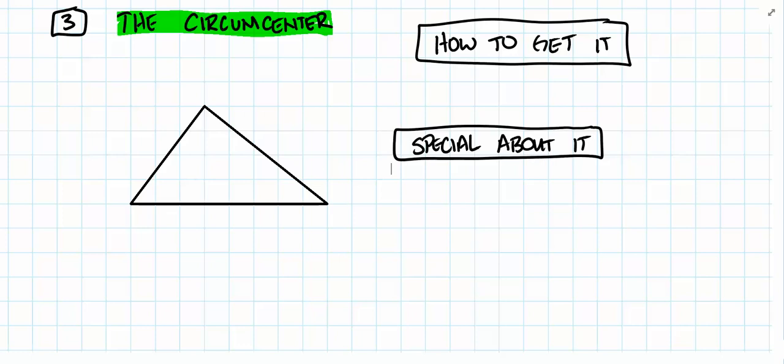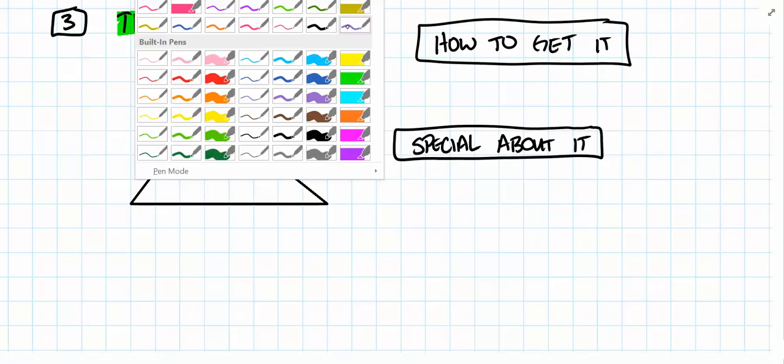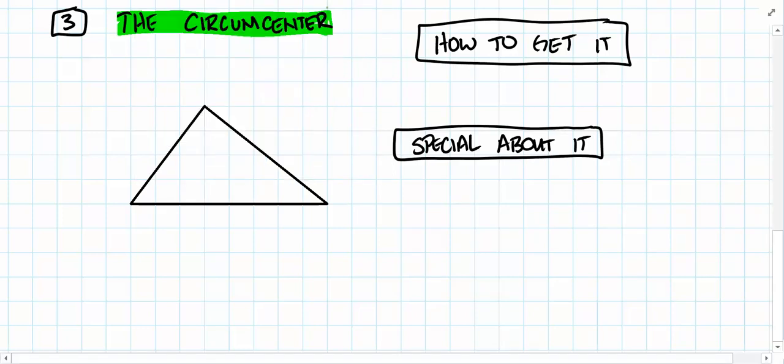I have a generic, any old triangle over here to the left. Let's talk about the circumcenter. What we're going to do now, instead of bisecting the angles, is get perpendicular bisectors of the sides. Again, I'm going to label my triangle: A, B, and C.